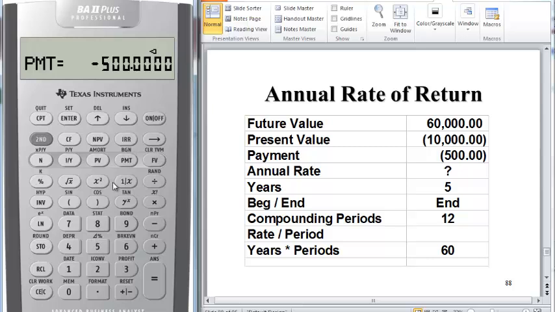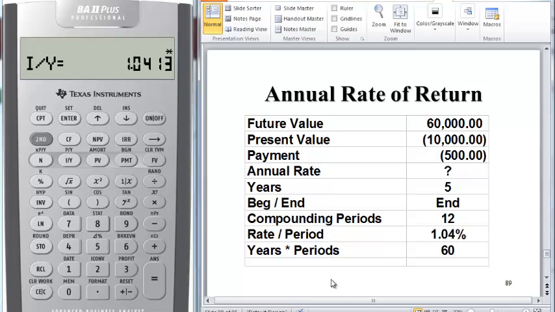Next, I know that I'm going to do this for 5 years, but this is done monthly, so I need to take that 5 and multiply it times 12. There is my N. Now what do I want to do? I want to compute for my I/Y. What have I got right there? What is that I/Y? That is my monthly compounding rate. That is my interest rate per month.